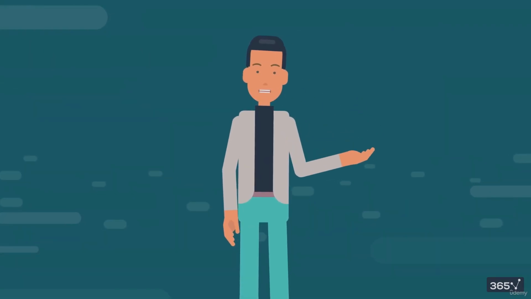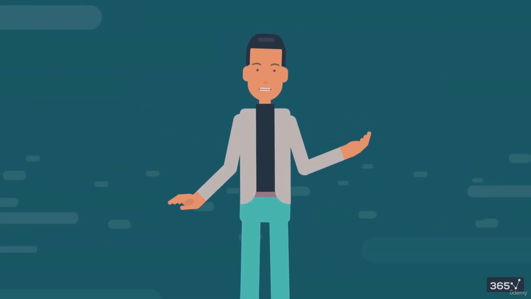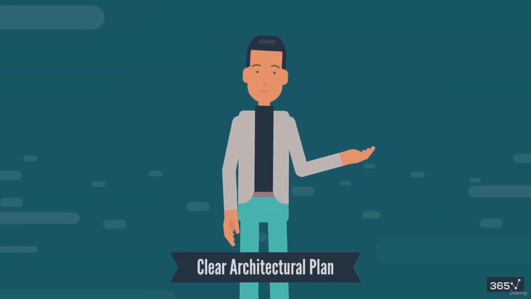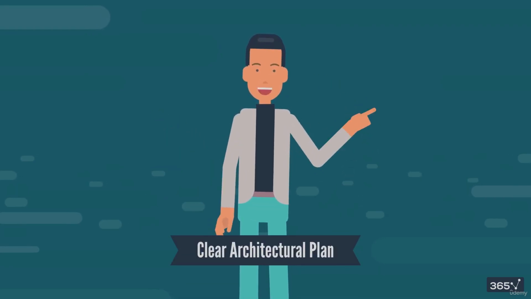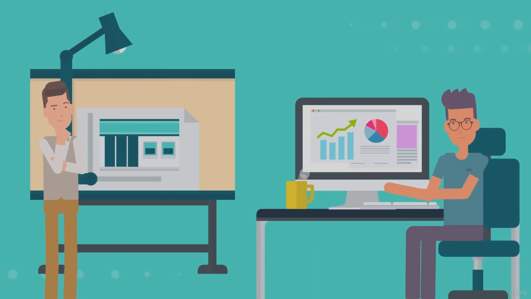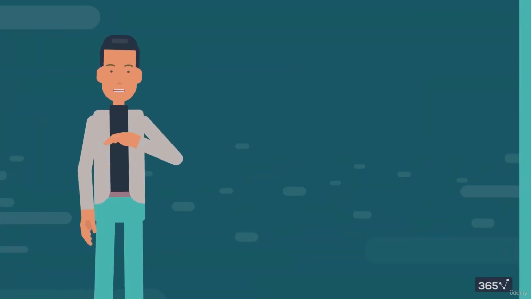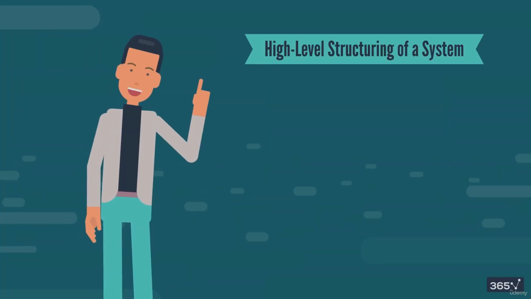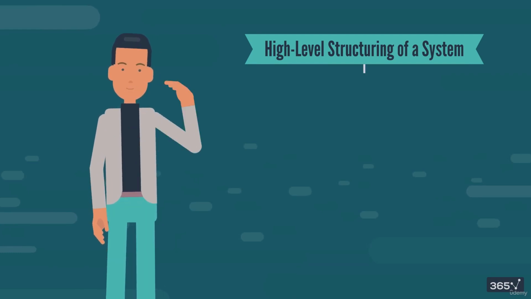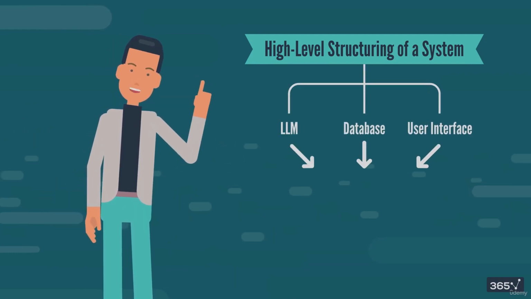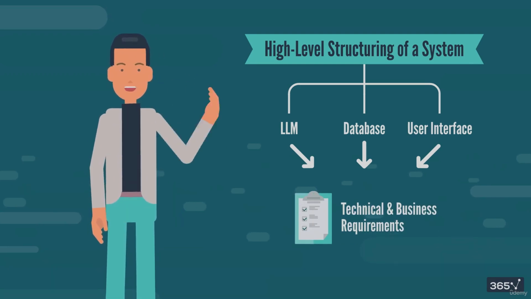Alright, we've laid the foundation for our LLM-powered application and introduced its database. Now, it's time to create a clear architectural plan. Just as an architect designs a building blueprint, we must approach our system's architecture precisely. In software development, this refers to the high-level structuring of a system, outlining how components like the LLM, database, and user interface interact to meet technical and business requirements.